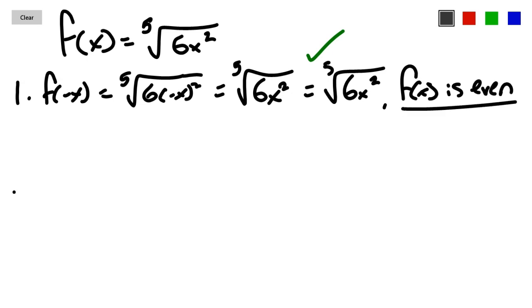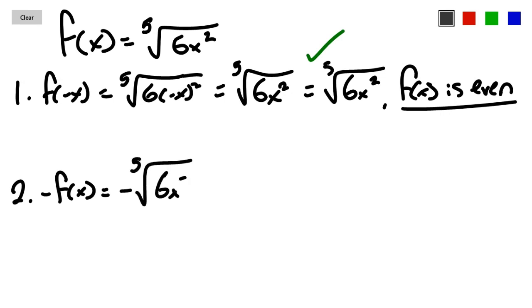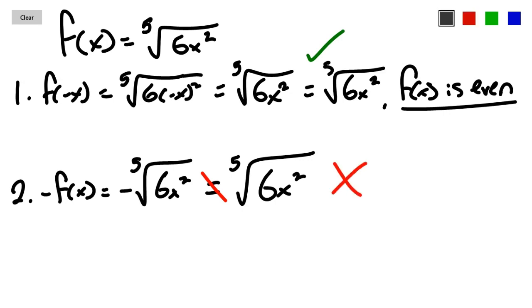But to check the odd case, I'll have negative f of x, which is equal to the negative version of f of x. So I have a negative fifth root of 6x squared, which we know is not equal to f of negative x, which is the fifth root of 6x squared, because the signs differ. So this tells me that f of x is not an odd function, and it's only an even function.